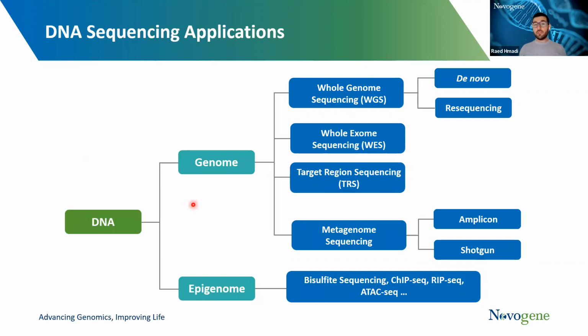So for those of you that are interested in using DNA sequencing to investigate the genome, we can perform whole genome sequencing with two different approaches, either de novo or resequencing. In addition to whole genome sequencing, we can also perform whole exome sequencing, target region sequencing, and metagenome sequencing for microbial research with one of two approaches, either amplicon-based or shotgun-based. In addition to the genome, DNA sequencing can be used to investigate the epigenome through different applications such as bisulfite sequencing, ChIP-seq, RIP-seq, ATAC-seq, and many more.